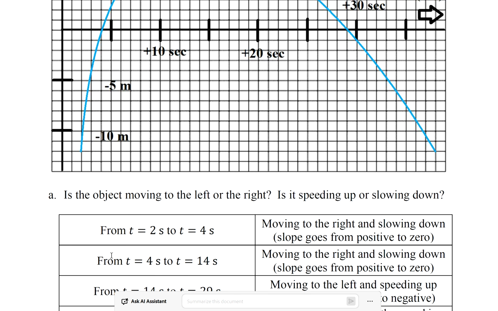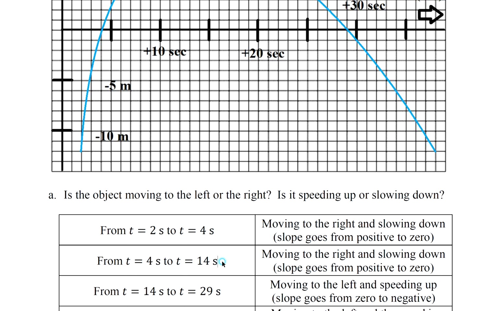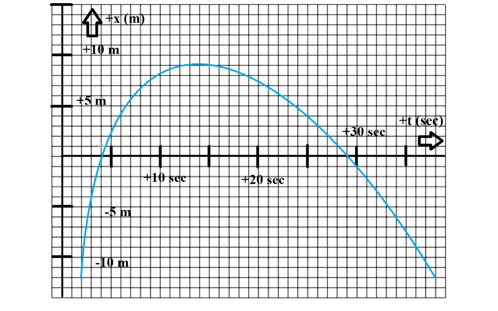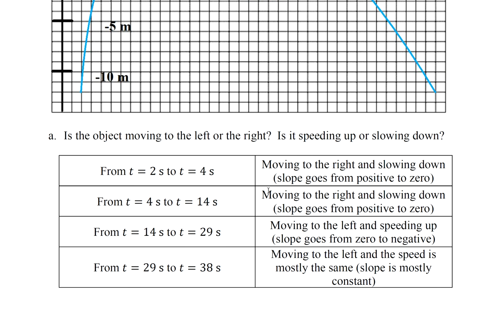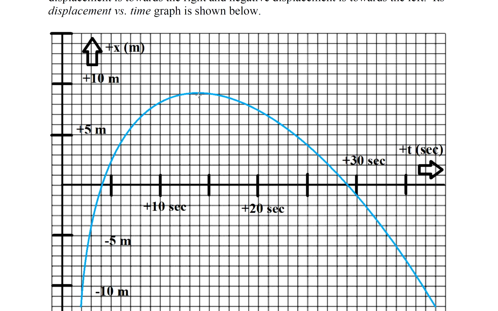Now what about from 4 seconds to 14 seconds? It looks like we're moving to the right, but we're slowing down because the slope is decreasing. So moving to the right, slowing down. Now from 14 seconds to 29 seconds, what's happening? It looks like we're moving to the right, but the velocity is decreasing because the slope is decreasing.